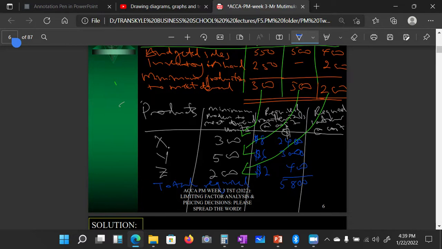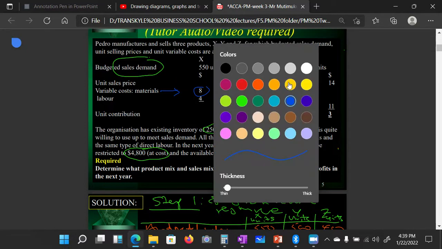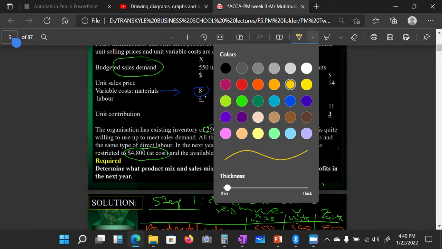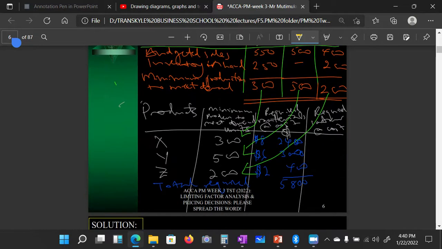Now, let us go to labor at cost. We do the same thing, the same trick here for labor. These are the labor cost per unit. All right, so that's 4, 6, and 9. We go to our table: 4, 6, and 9. So we say 300 multiplied by 4, we get 3.6. I'm sorry, that's 1.2.